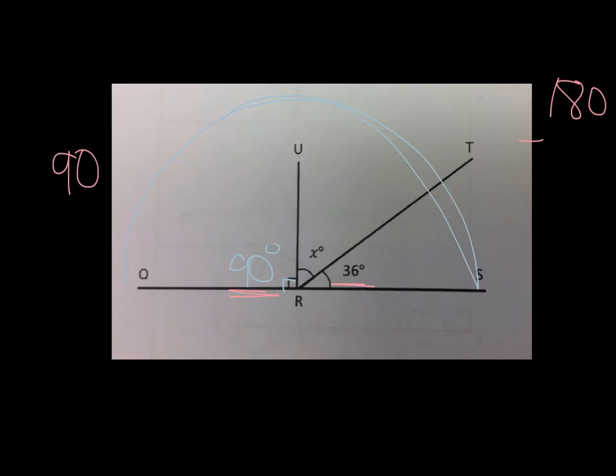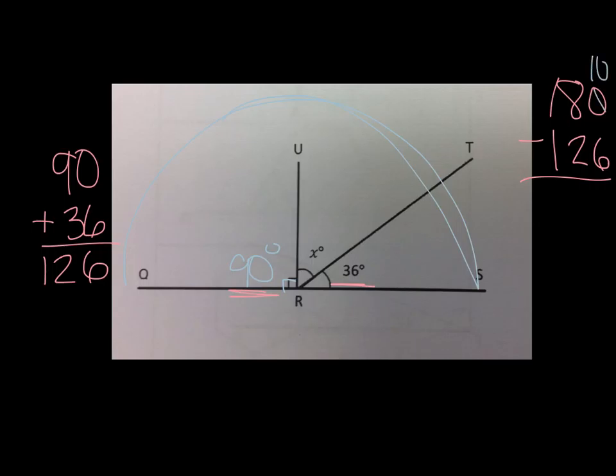So we need to add those together before we subtract from 180. Or you can subtract them individually, whichever you prefer. We are going to do 90 plus 36 to get 126. So now we can subtract that from 180 to find the angle measure of x. So we cannot take 6 away from 0, so 0 becomes 10 and 8 becomes 7. 10 minus 6 is 4, 7 minus 2 is 5, 1 minus 1 is 0. So the measure of angle x is 54 degrees.